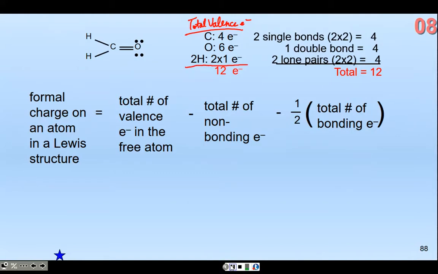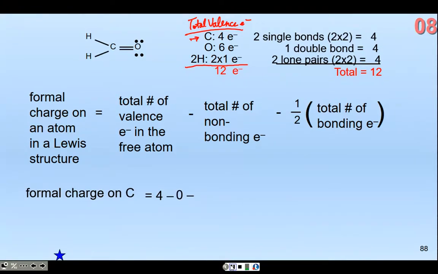And even with this arrangement, we still have 2 single bonds, 1 double bond, and 2 lone pairs to add up to a total of 12 electrons. Let's do the formal charges and see how they come out any different. So for the carbon, what will we start with? Well, we start with the 4 valence electrons, right? And then we subtract from it all of its non-bonding electrons, which is none in this diagram, and half of the bonding electrons around it.